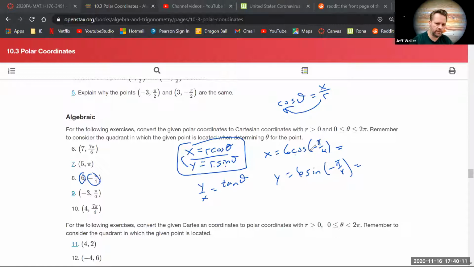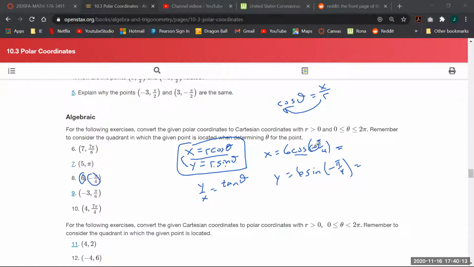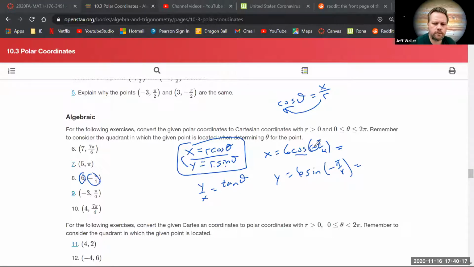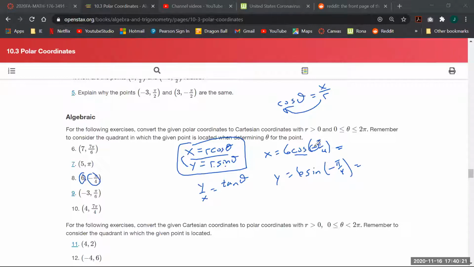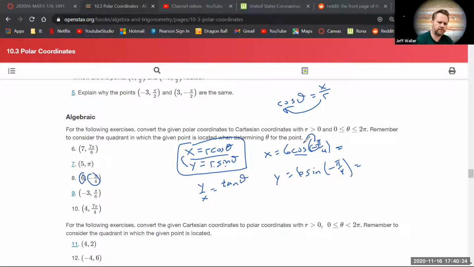What does cosine think about negatives? Go ahead. It's radical 2 over 2. The cosine of that, because what does cosine think about negatives inside? It doesn't care about them, right? Because cosine's an asshole, remember? So this will be 6 radical 2 over 2. So this is 3 radical.